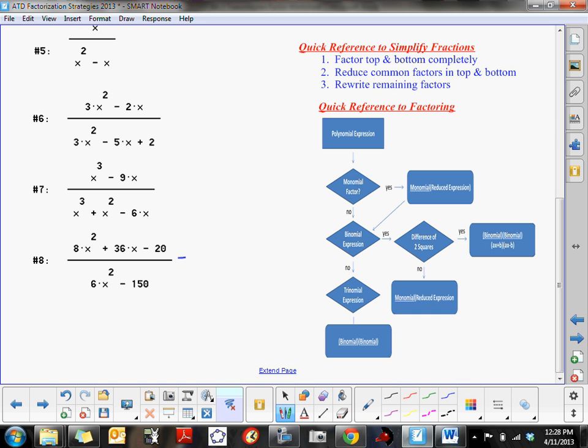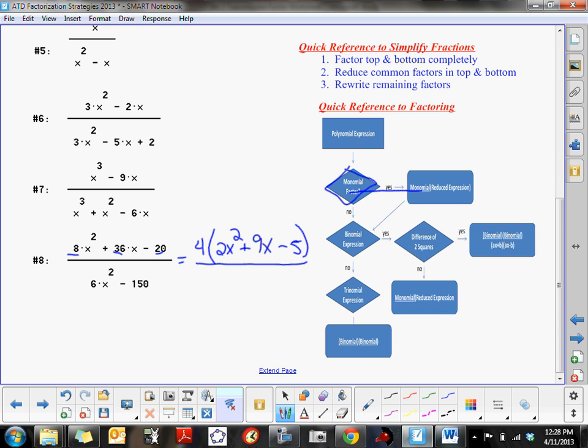Number 8, the first thing I want to do is check and see if there are any monomial factors, and in this case there is. There is a number that goes into 8, 36, and 20 evenly. I believe the biggest number that goes into those is 4. So I'm going to take out the 4, and what we're going to be left with is 2x squared. And 4 goes into 36 9 times, so that's 9x. And then 4 goes into 20 5 times, so that's minus 5. Okay, so we just did the monomial factor.